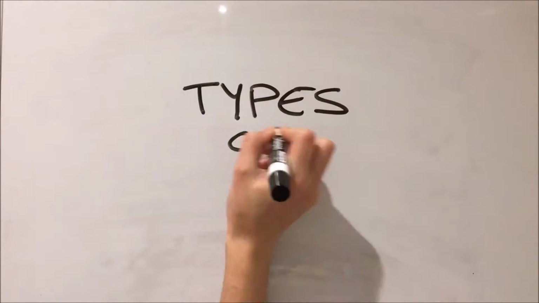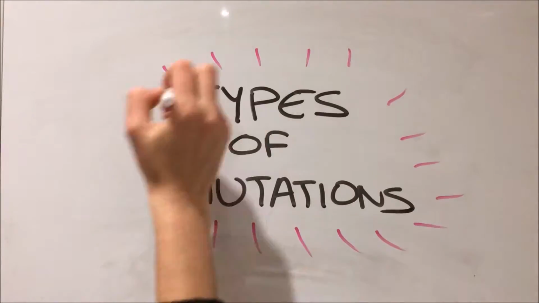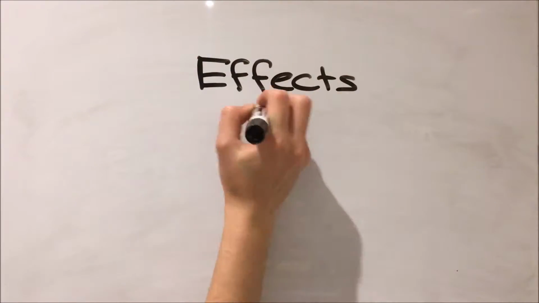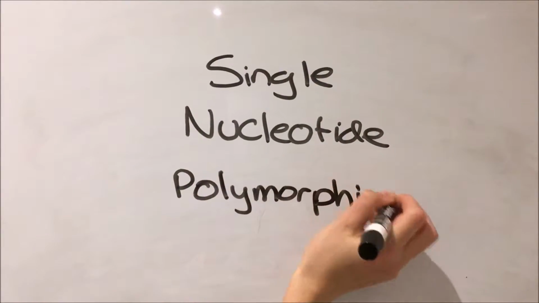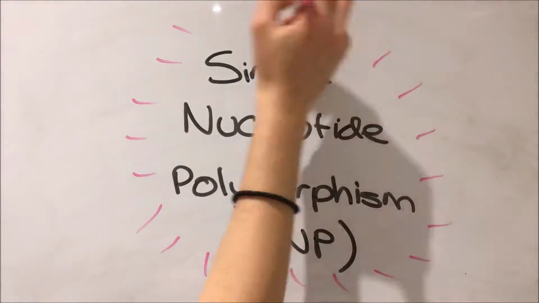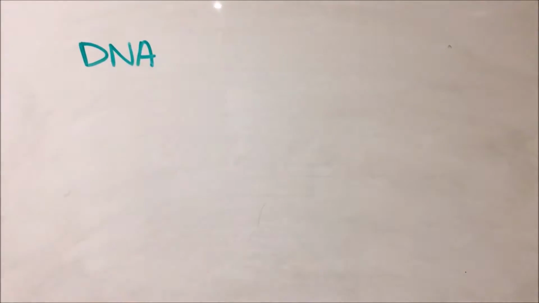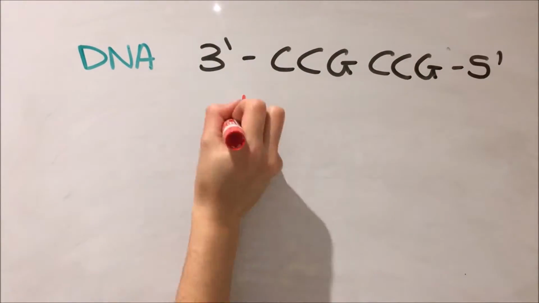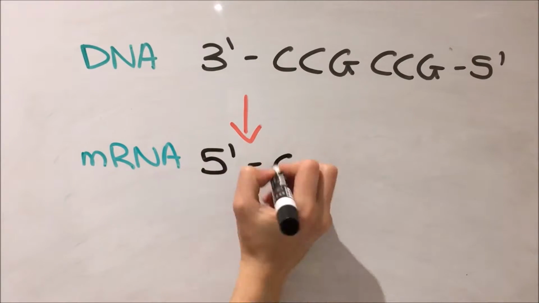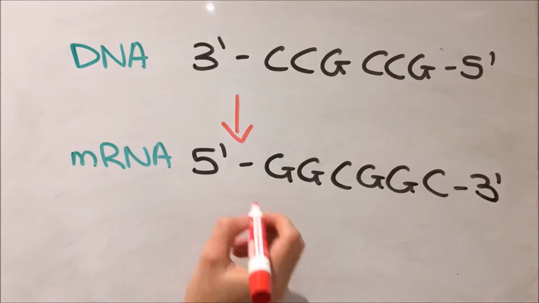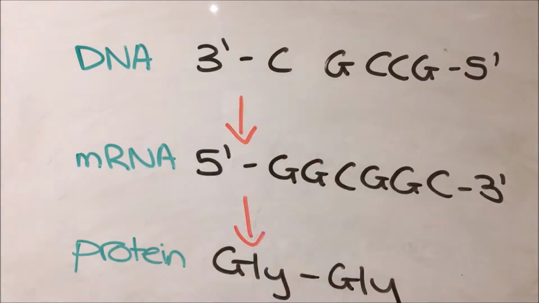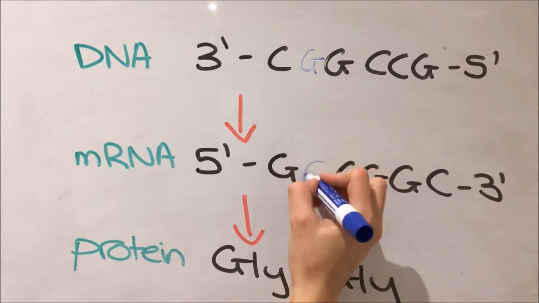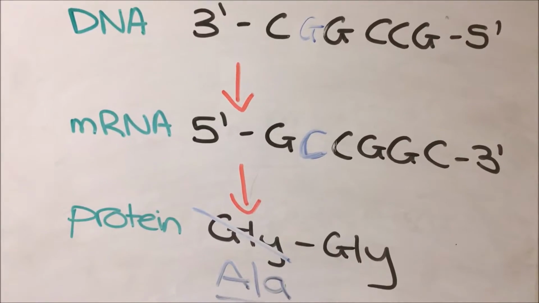Let's now talk about the different types of mutations that can occur. The following types of mutations are named for their effects on the DNA. Firstly, the most basic form of a mutation is a single nucleotide polymorphism, SNP. SNPs occur when one DNA base in a sequence is changed to another. In this example, a cytosine base has been replaced by a guanine base. This leads to a change in one RNA nucleotide and thus changes the amino acid.